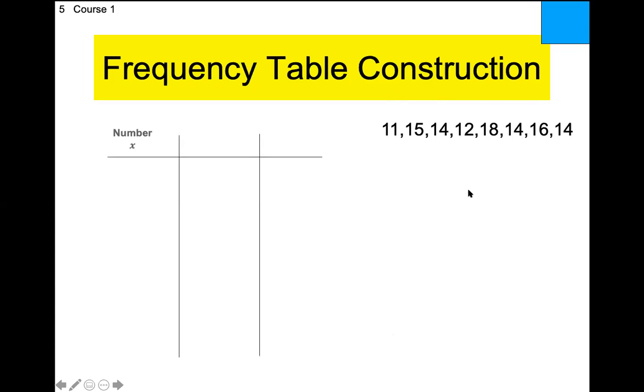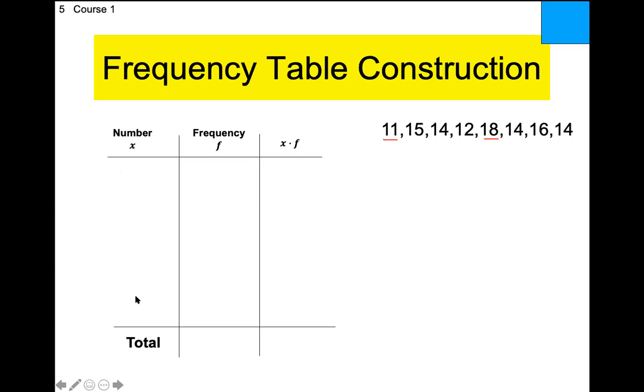I make my basic frequency table. It's always the same, and then we start plugging in the numbers. Before you plug in numbers, you find the smallest number. Let's see, the smallest number here looks to be 11. The biggest number here looks to be 18. So I'm going to start with 11 and count up to 18.